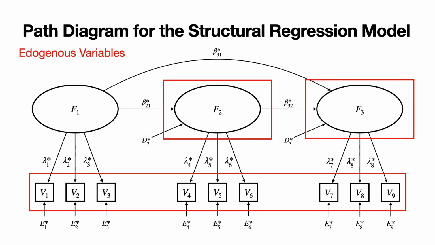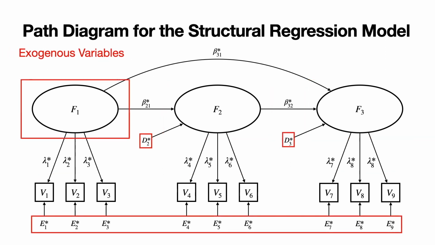The endogenous variables are variables that participate in the model as response variables in at least one equation in the model. The exogenous variables are variables that never participate in the model as response variables. And so we have F1, D2 and D3, and then E1 through E9.